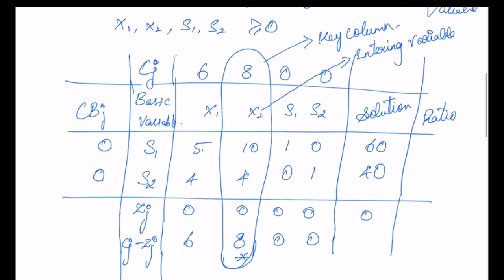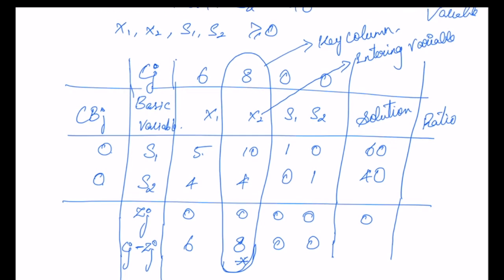Okay. Next, we are going to find out the ratio of the solution to the corresponding key column element. So solution is 60 and the corresponding key column element is 10. So 60 by 10, which is equal to 6. Next, solution 40 and the corresponding key column element is 4. So 40 by 4, which is equal to 10. Now among 6 and 10, we are selecting the minimum element, that is 6.